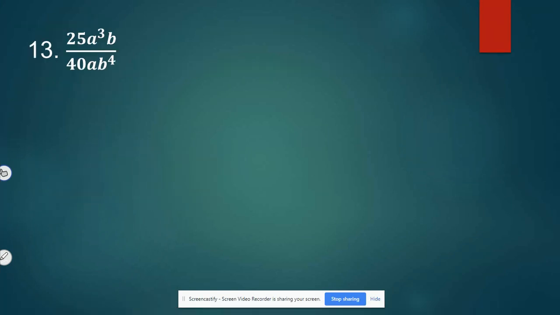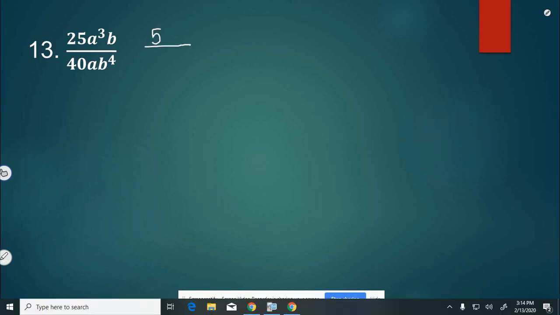Okay, here's another one, number 13. Similarly, we have 25 40ths that we have to simplify, and we know 5 goes into 25 and 40. So I can do that first. 25 divided by 5 is 5, and 40 divided by 5 is 8. So my simplified fraction would be 5/8.